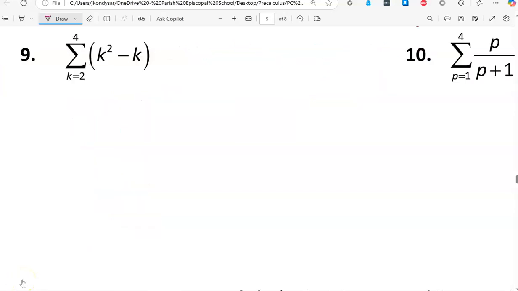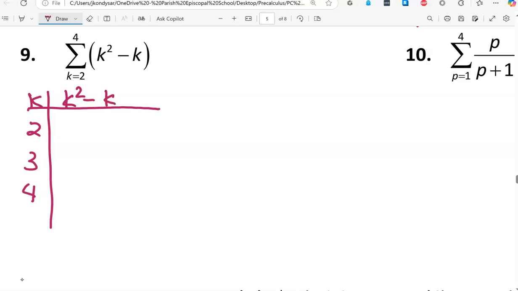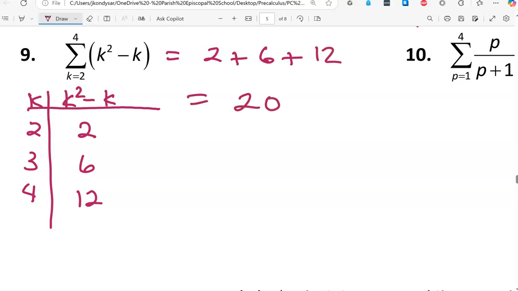In 9, we have the summation of k squared minus k as k goes from 2 to 4. So I'm going to create a table to help. The index of summation is k, and that will number from 2 to 4. And then we find the value of k squared minus k. If k is 2, that's 4 minus 2 is 2. If k is 3, that's 9 minus 3, which is 6. And if k is 4, that's 16 minus 4, which is 12. So this summation is equal to 2 plus 6 plus 12, which is 20.